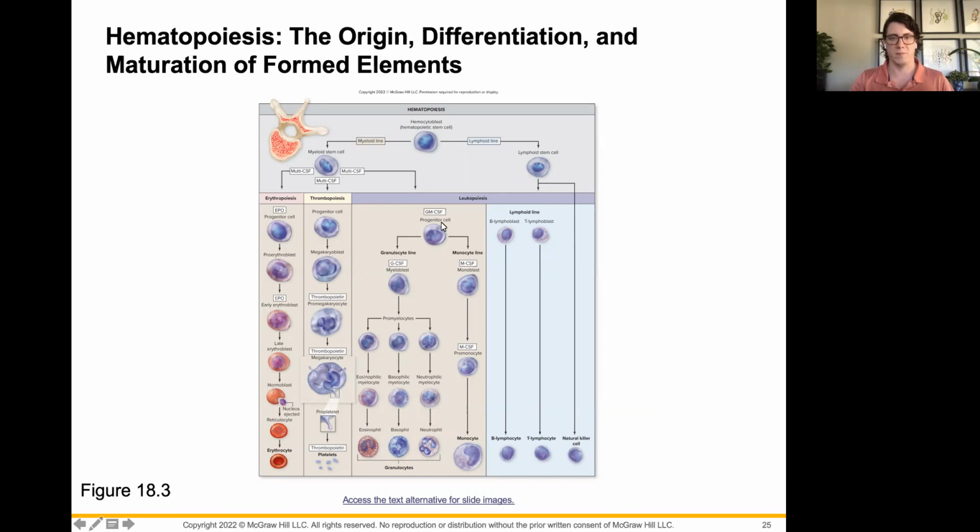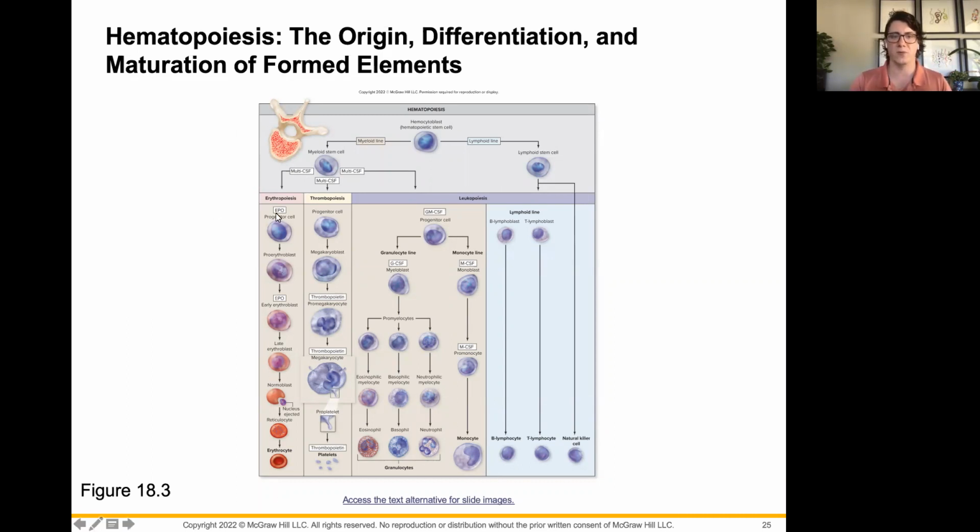Okay, now let's go ahead and start with our myeloid line. So we're going to push our myeloid line over here, and it's going to have a myeloid stem cell. Now, our myeloid stem cell can be then triggered by our multi-CSF to push us into one of three directions. We can either make a white blood cell, a thrombocyte, or a red blood cell.